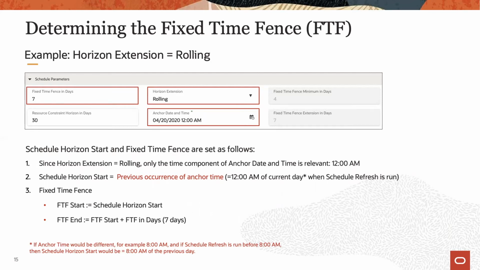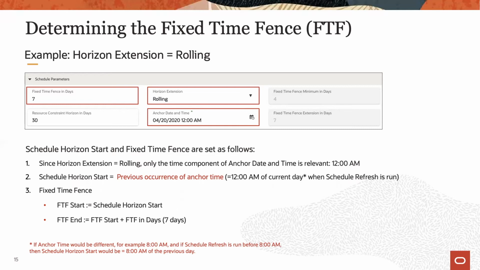First, consider only the time portion of the anchor date and time field, which in this example is 12 a.m. The date portion is irrelevant. Then the schedule horizon start is determined as the previous occurrence of that anchor time ahead of the current schedule refresh time. The start of the fixed time fence will be equal to the schedule horizon start. And the end of the fixed time fence is simply determined by adding the fixed time fence in days value to the start time.